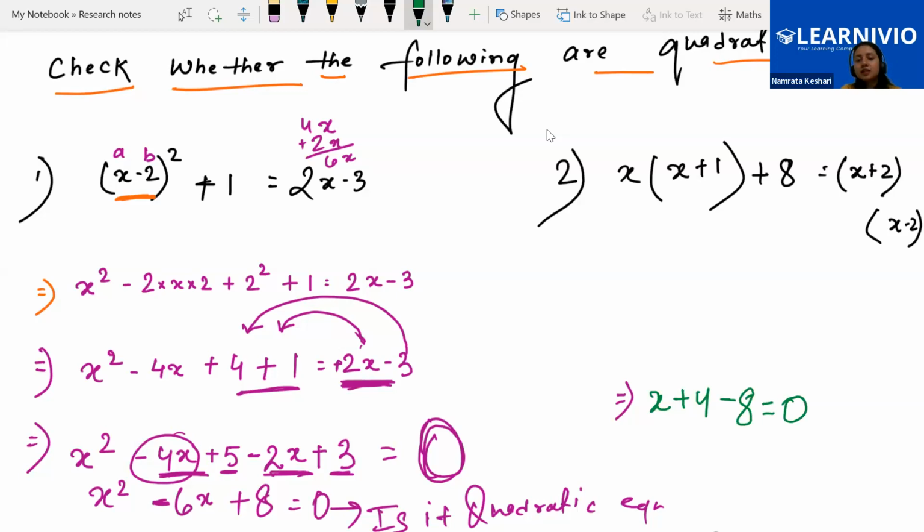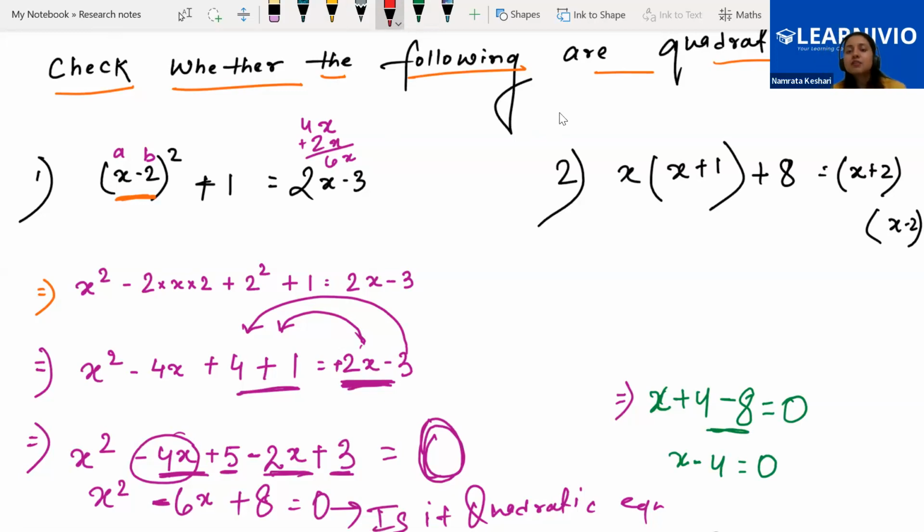Have I written it correctly the way you say? Yes, 4 minus 8 we can still do. Yes, we can see it's not quadratic. 4 minus 8 is minus 4. x minus 4 is equals to 0. Let me check. Abdul, first you tell me what you got. x is equal to 8, I got. x equals to 8 you got.